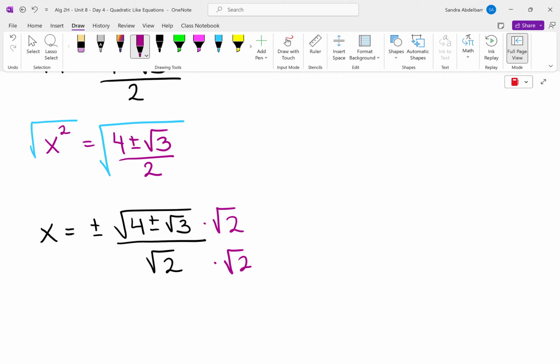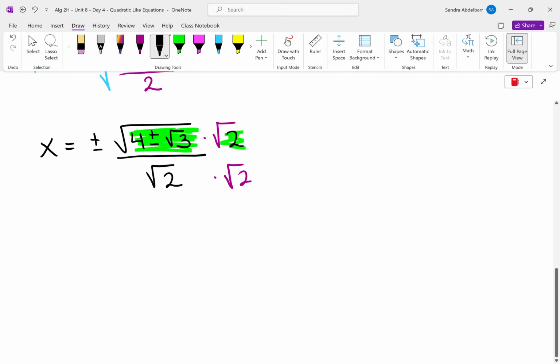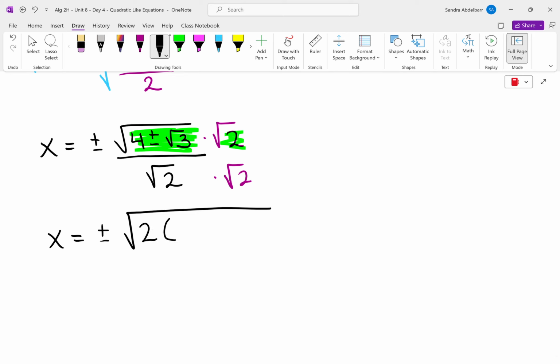Do we agree they're both radicals with the same index? So can I multiply their radicands? But isn't this first radicand a binomial? And I'm multiplying it by a monomial, so what will I have to do? Distribute, exactly. So now x is equal to plus or minus, we'll do this all under one radical. So 2 times the quantity of 4 plus or minus root 3, all over root 2 times root 2, which is 2.